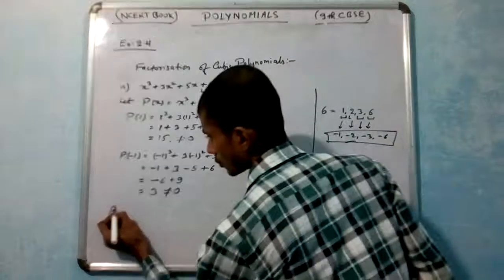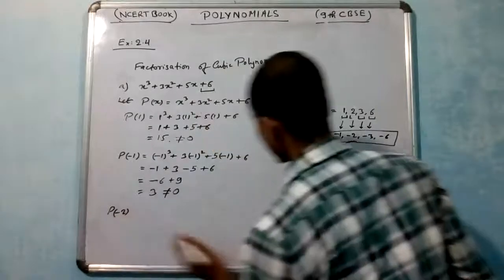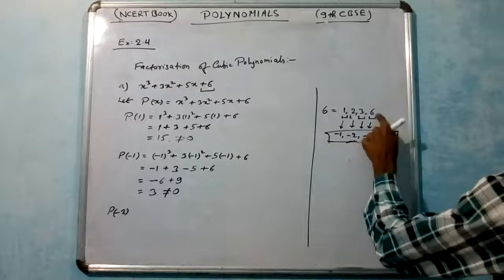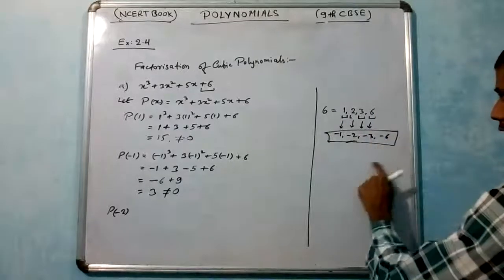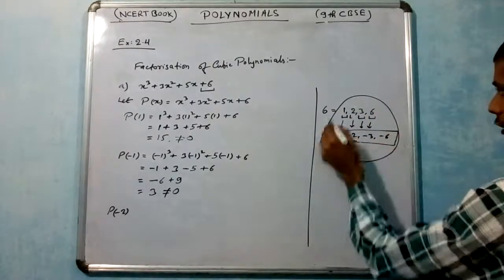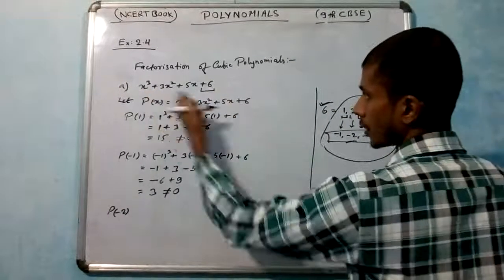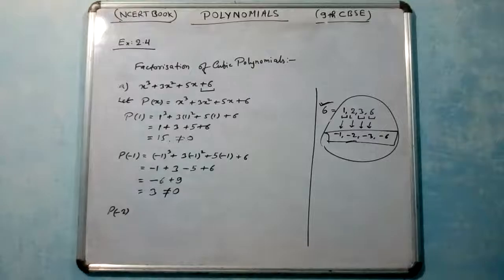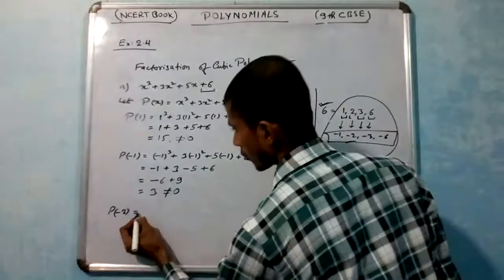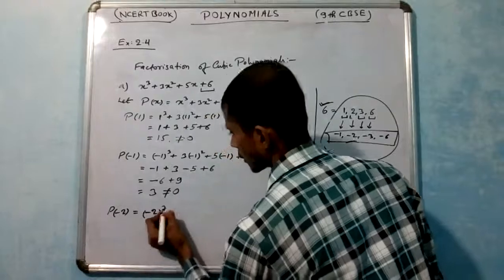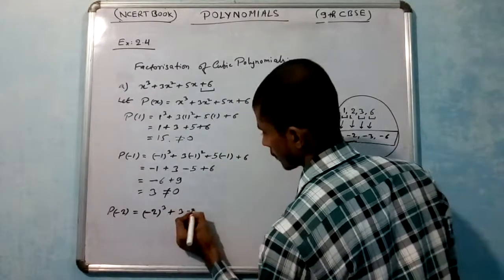So P of minus 2. What are these: 1 and minus 1, 2 and minus 2, 3 and minus 3, 6 and minus 6? All these are the possible factors of 6. And what is 6? 6 is the constant in this cubic polynomial. Fine? So let us check P of minus 2. Minus 2 whole cube.